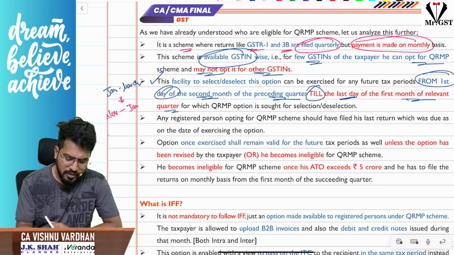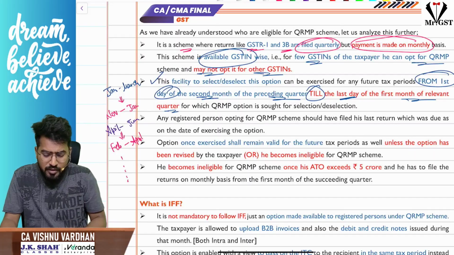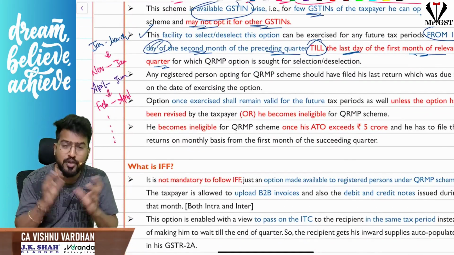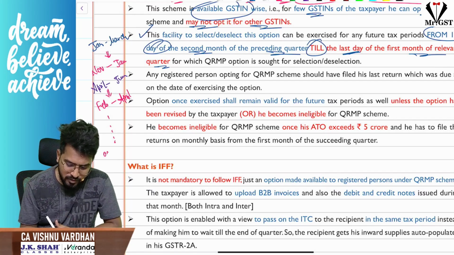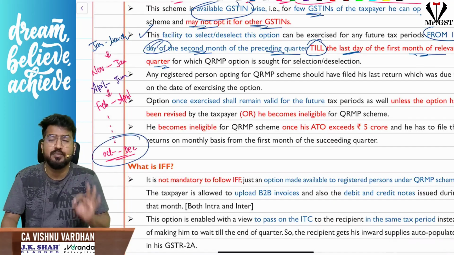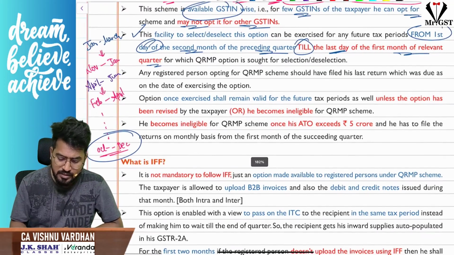Sir, for example, April to June, the option will be open when? The option will be open from February to April, and so on. So if you are watching this, you just comment in the chat box: what is the window opening period for the October to December quarter, if you want to go with the QRMP scheme, or come out of the QRMP scheme for October to December? What is the time period when the window will be open? You just tell me. Next.